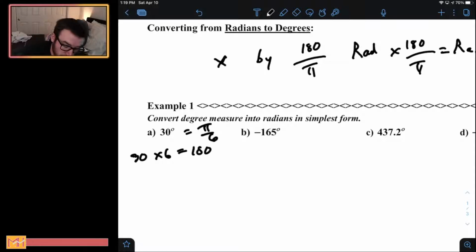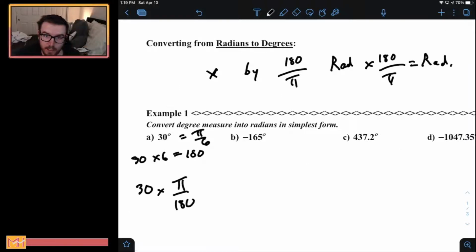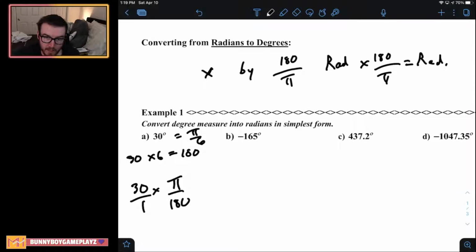You could also use that formula that I showed you here and multiply by pi over 180. And what you're going to realize is that when you multiply these two together, 30 goes into 180 6 times. And I get pi over 6 when I simplify my fraction.